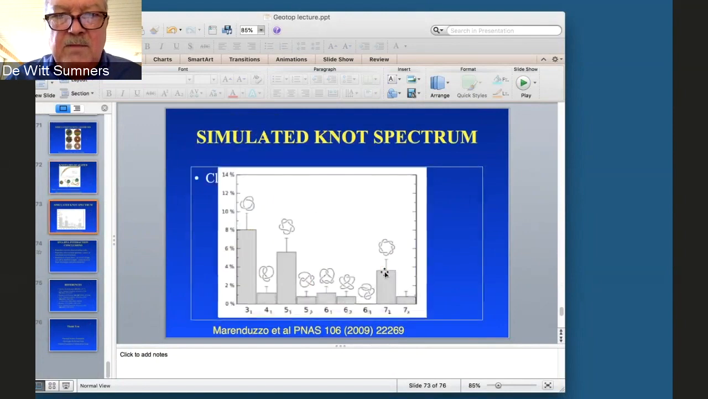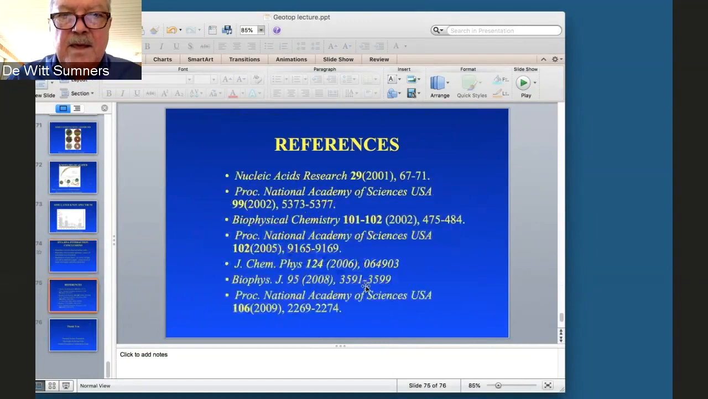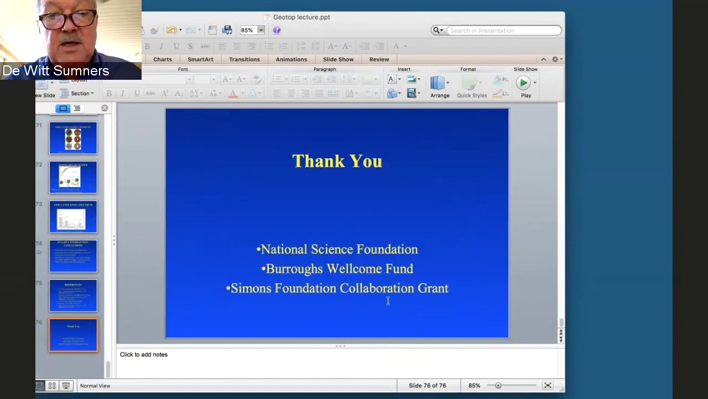So there are a couple of papers here. We reproduce the simulated knot spectrum, which essentially reproduces the observed spectrum. So we reproduce the observed surface order, the observed knot spectrum, and here are some references. And with that, I'd like to thank you for listening.